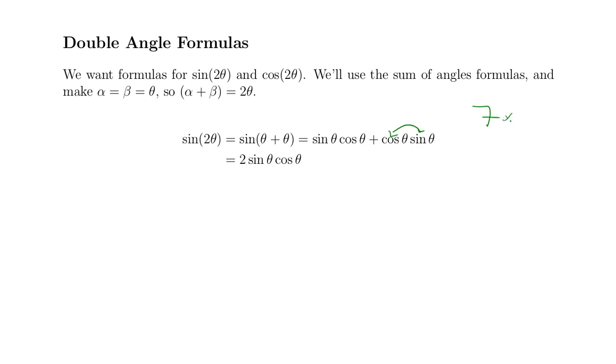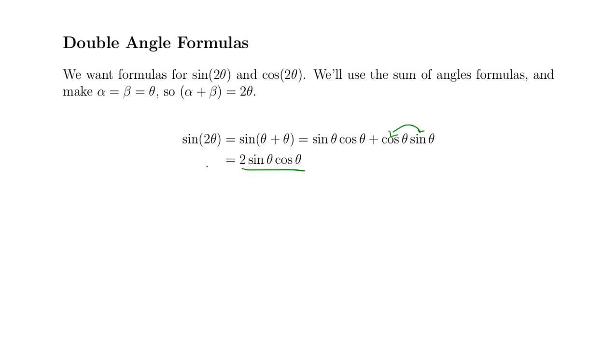Just like 7 times 2 is equal to 2 times 7. The order of this doesn't matter. We can switch the order of those trig functions. So really both of those terms are the same thing. We just have 2 copies of the same thing. So 2 sine theta cosine theta. That is sine 2 theta. That's our double angle formula for the sine function.